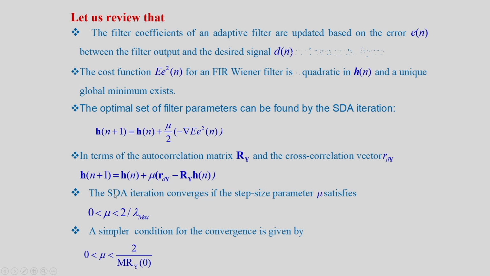This SDA iteration converges if the step size parameter mu satisfies this relationship: 0 < mu < 2/lambda_max, where lambda_max is the maximum eigenvalue of the Ry matrix. A simpler condition for convergence is given by mu lying between 0 and 2/(M times Ry(0)), where M is the length of the filter.